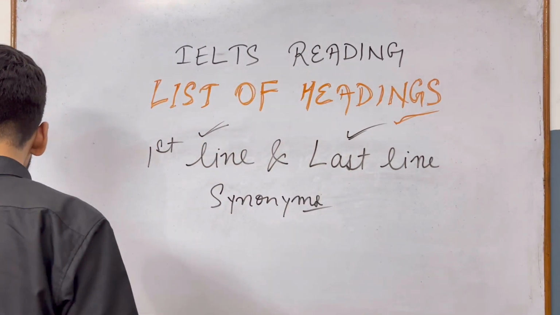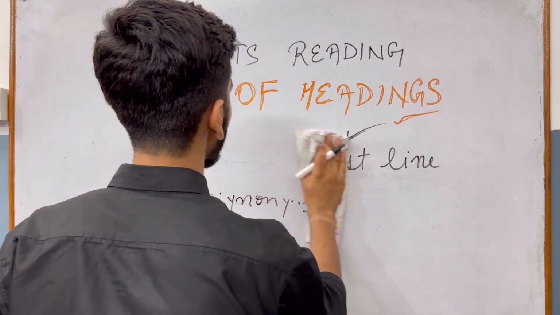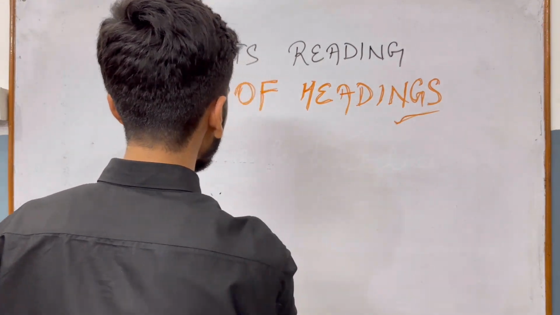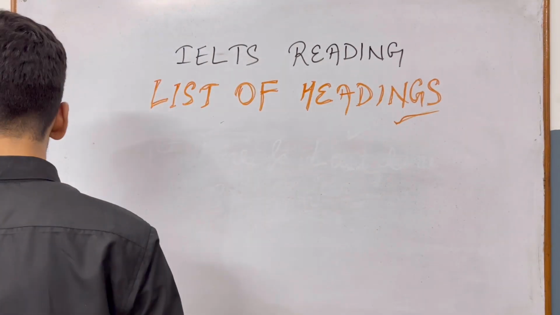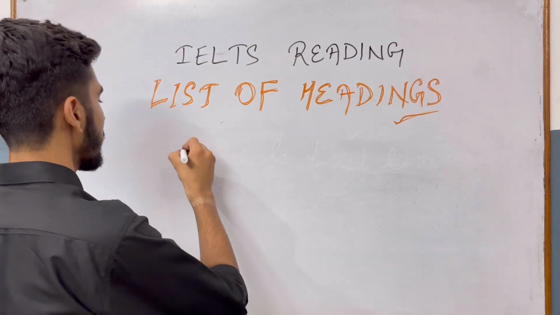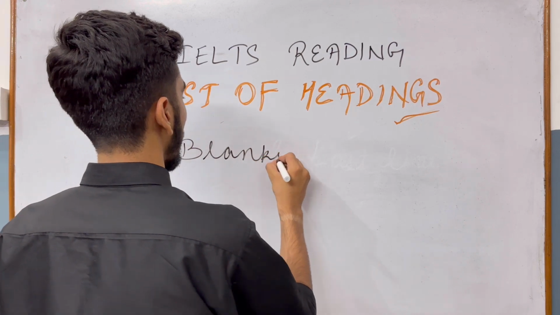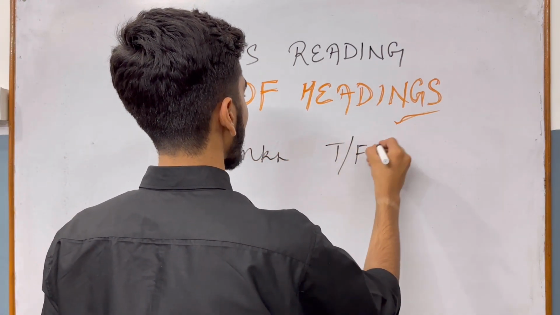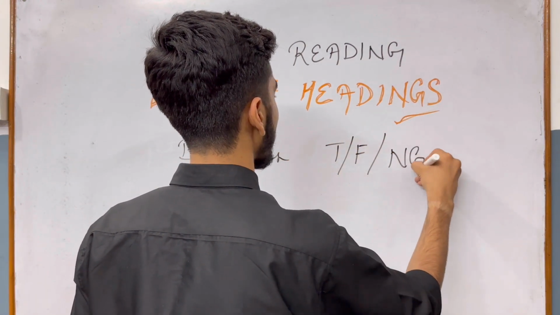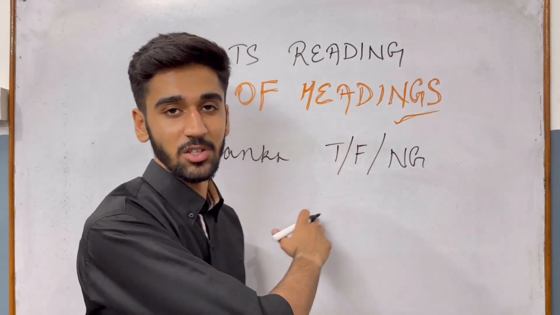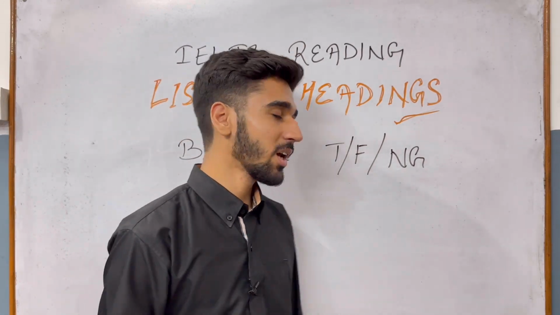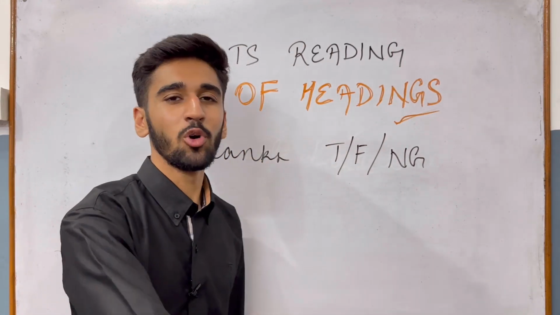After that, do one thing more. Mostly what happens is that in list of headings, along with this you have blanks or true false not given type of questions side by side. So try to solve these also, because you are reading the whole passage.